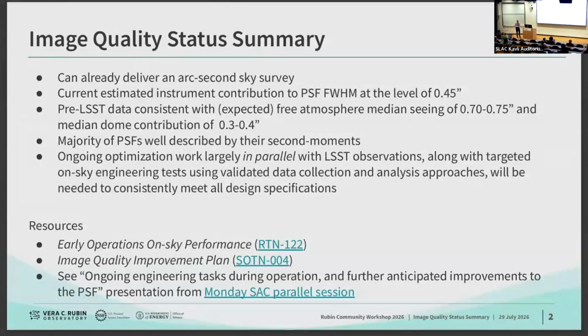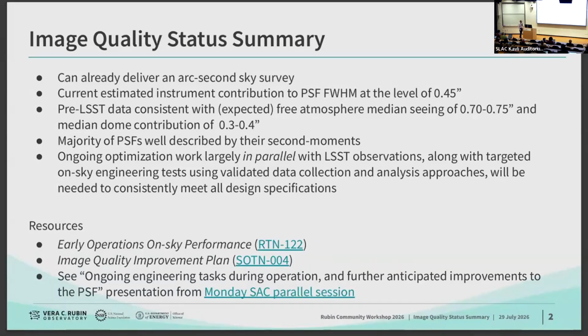Part of the reason why we felt confident starting the survey now, a significant part of that argument, is that we believe we can continue to make progress in parallel with standard LSST survey observations over the next year. There are some targeted on-sky engineering tests that we'll need to do, but during the early operations period we were able to validate the data collection and analysis approaches, so we're confident we'll be able to continue making progress. We're still not meeting all of the design specifications consistently, but as you'll see, we're quite close.